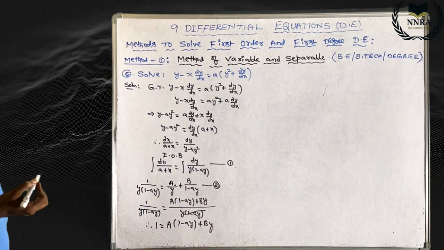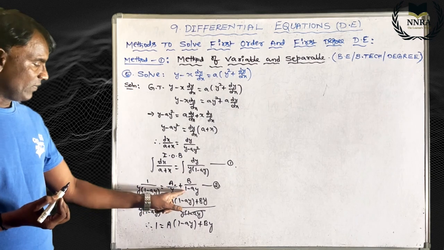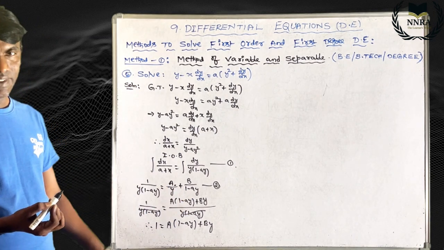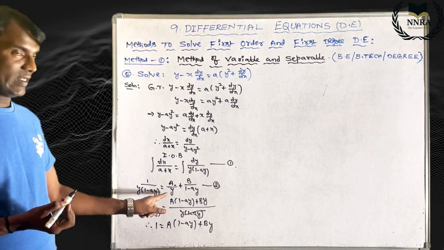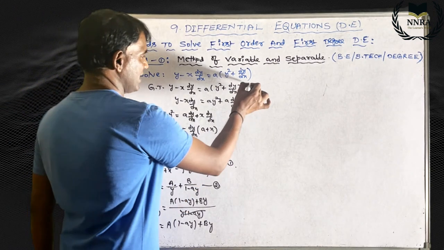Now what is the substitution? So here y equal to 0, na? And 1 minus ay equal to 0 means 1 equal to ay, y equal to 1 by a. So substitution, y equal to 0 and y equal to 1 by a. Clear? I am writing here.